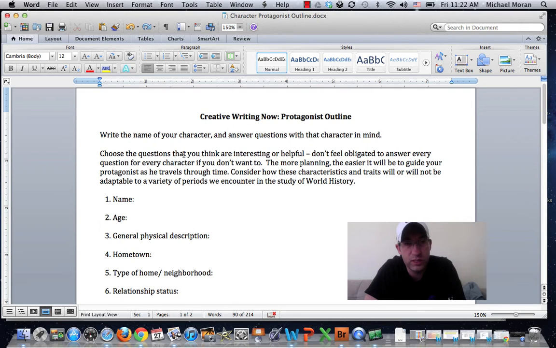So I want you to choose the characters you think are interesting or helpful. Don't feel obligated to answer every question for every character if you don't want to. Again, this sheet is just for your protagonist, your main character. The more planning, the easier it will be to guide your protagonist as he travels through time.